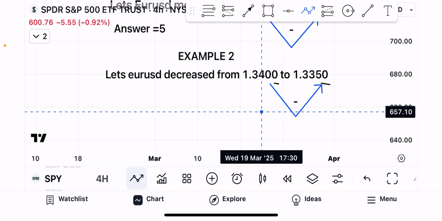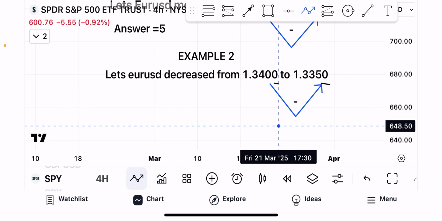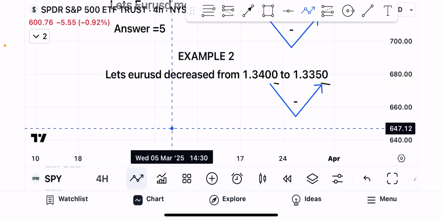Now with those pips, how much will they get? We get the pipette. Pipette is the smallest unit. It's not that valuable. It's the smallest unit of a pip, or 10 points of a pip. That is the pipette. You are going to still write that one down in your notes.